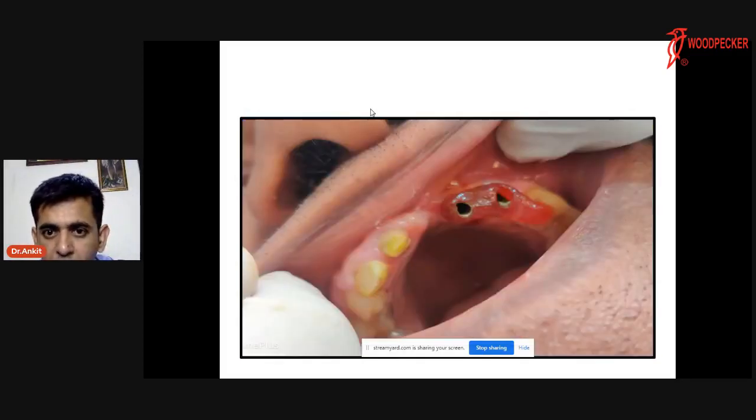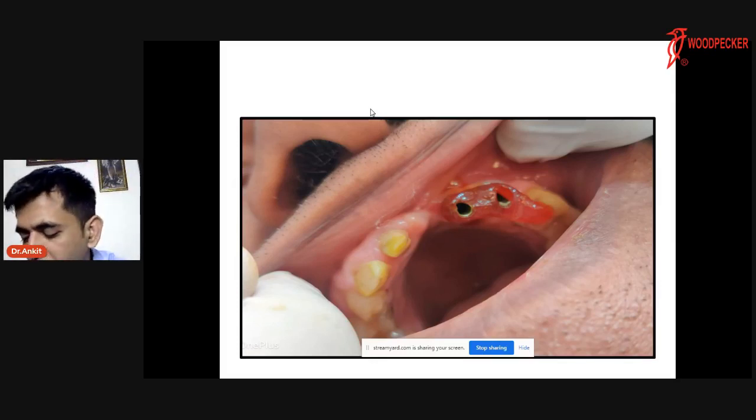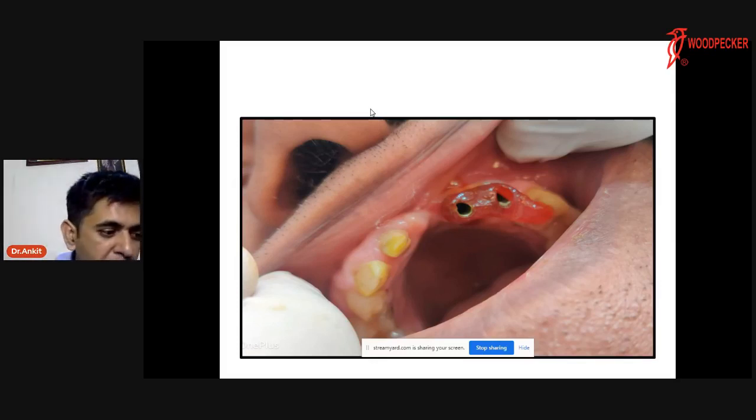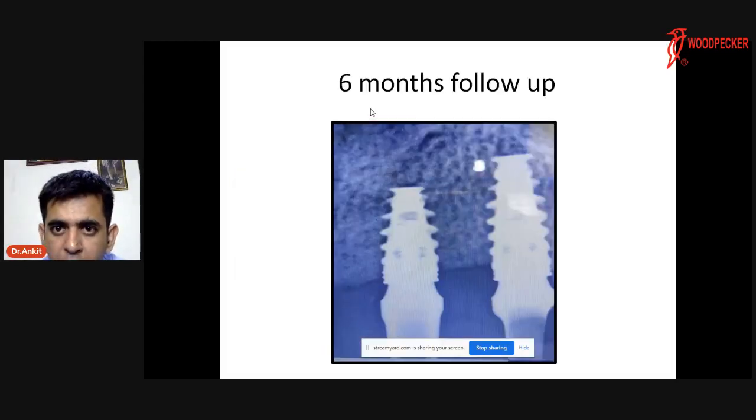Okay, and these are the photographs of the impression copings from the occlusal aspect, so that we do not make a mistake in our impression, and deliver our prosthesis in every correct manner. Now this is our 6 months follow-up phase.